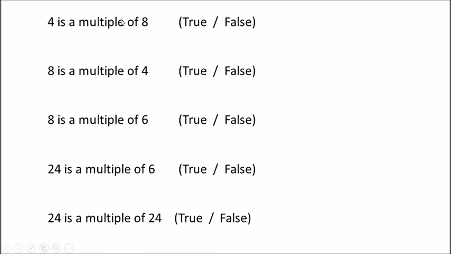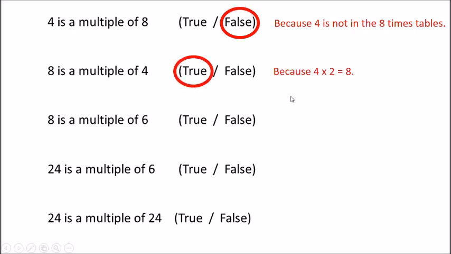So our first question, 4 is a multiple of 8. Is this true? No, it's not. My reason is because 4 is not in the 8 times tables. If 4 is smaller than 8, it can't be in the 8 times tables. Next question, 8 is a multiple of 4. Is that true? I'm going to say yes, it is true, because 8 is in the 4 times tables. 4 times 2 gives me 8.